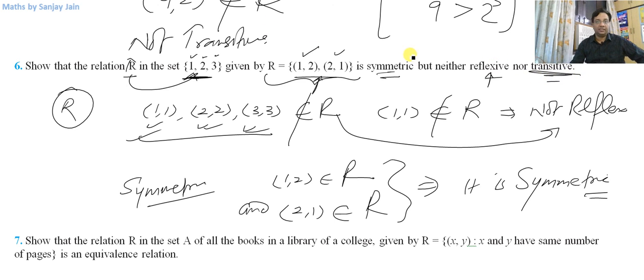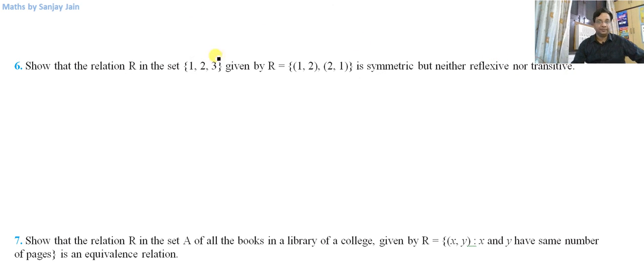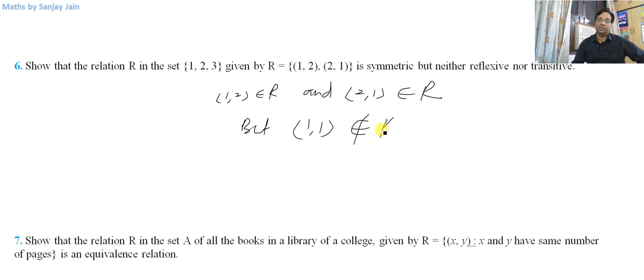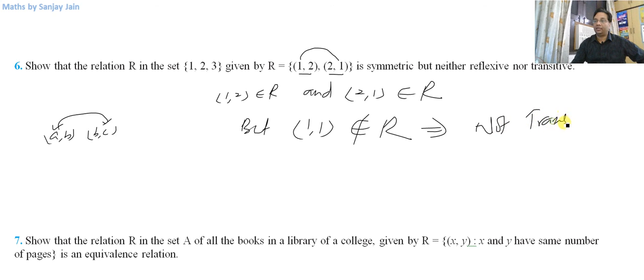And what about transitivity? Let us see. 1 comma 2 belongs to this relation R and 2 comma 1 belongs to this relation R, but 1 comma 1 doesn't belong to this relation R. See, when A comma B is present and B comma C is present, then A comma C should also be present. But 1 2 is present, 2 1 is present, 1 1 is not present. So I can say that this relation is not transitive.